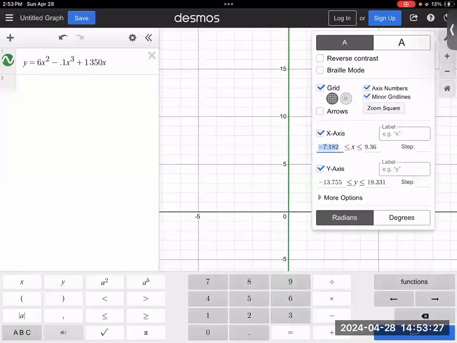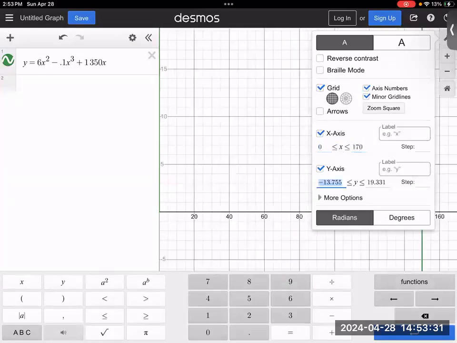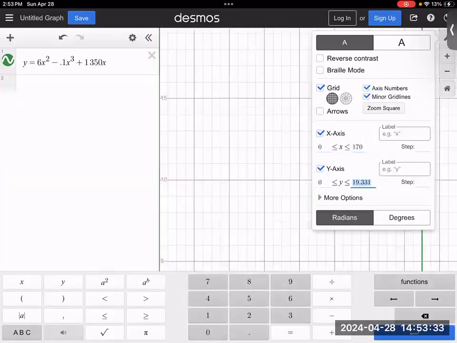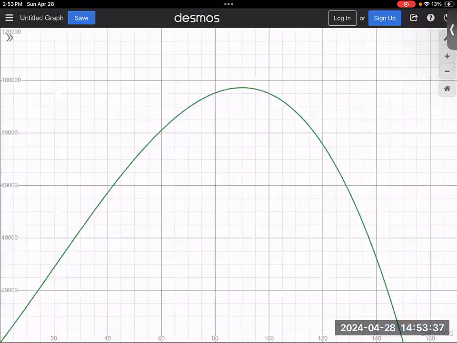So it says we want to go from 0 to 170, and again from 0 to 12. There we go. So that is a nice curve, and this is the graph, or the window, that we'd like. Now they are asking, what is the maximum revenue? Well, we have 90 and 97 to 100.